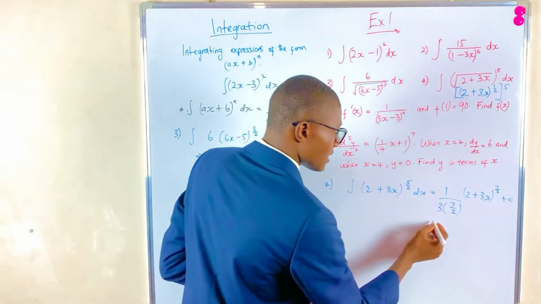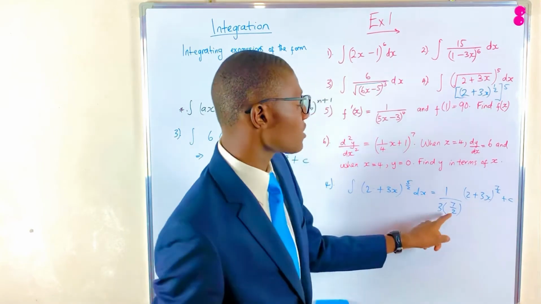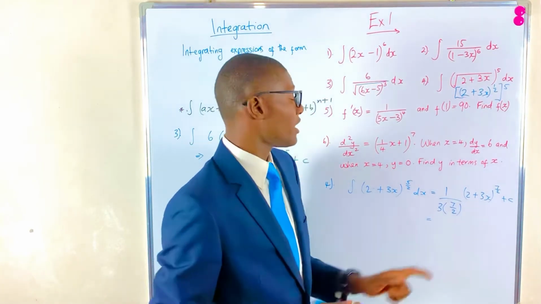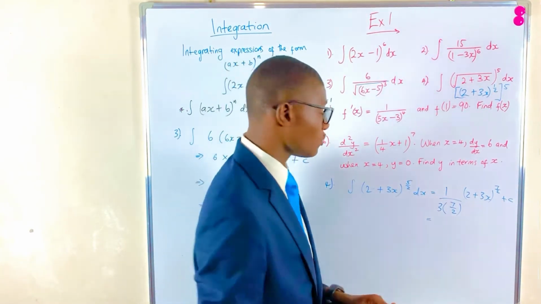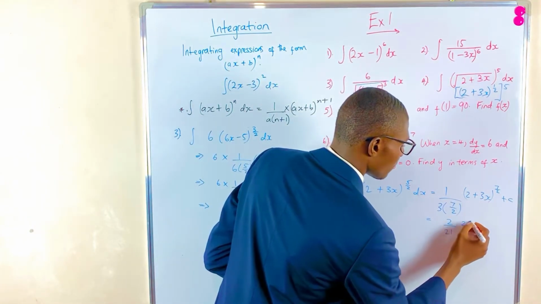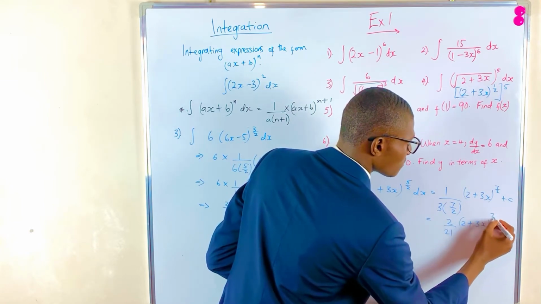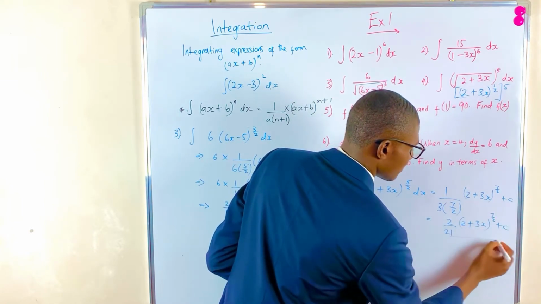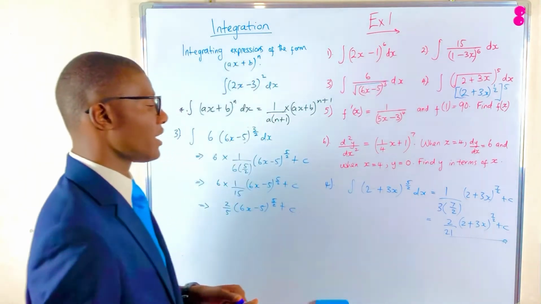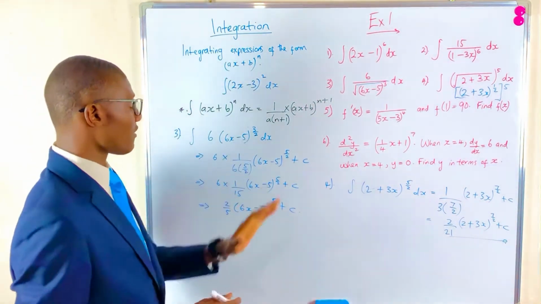Such that we say this will give us what? This will give us 21 over 2. And 1 over 21 over 2, that is 2 over 21. 2 over 21 times 2 plus 3x to the power of 7 over 2 plus c. So this is what we get for number 4. Right, and then now moving on to number 5.